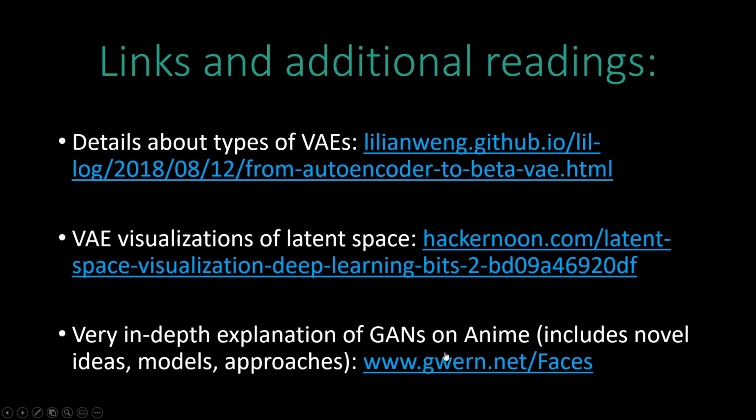If any bit from this presentation interested you in some way, there are additional readings that you can look at. So more in-depth details about autoencoders all the way to variational autoencoders, and what are the small differences there, and what is the logic behind the probability theory with variational autoencoders. You can see how people are visualizing the latent space, or you can look at the anime GANs, which are explained here as well.